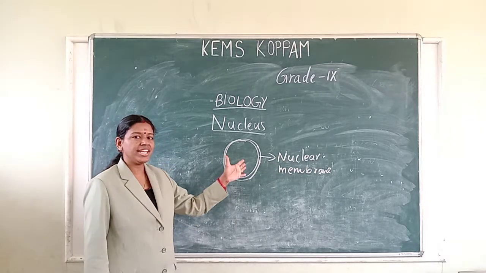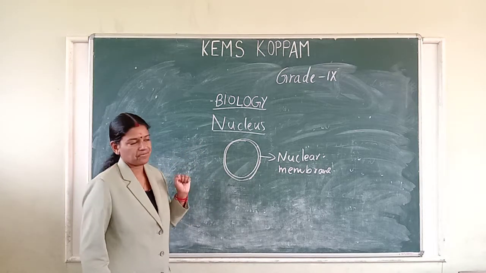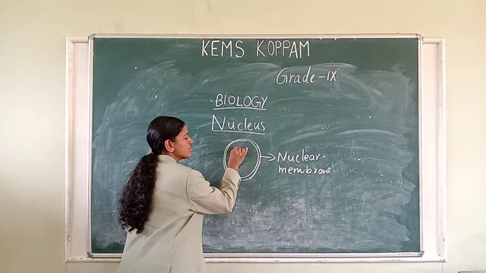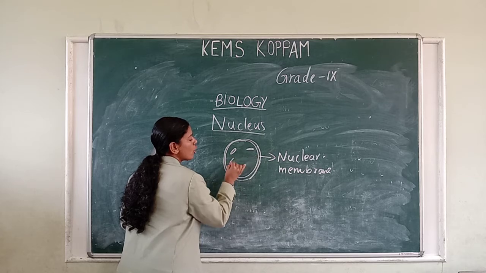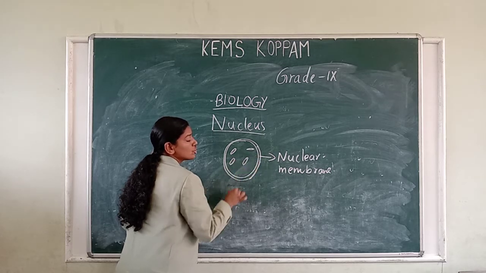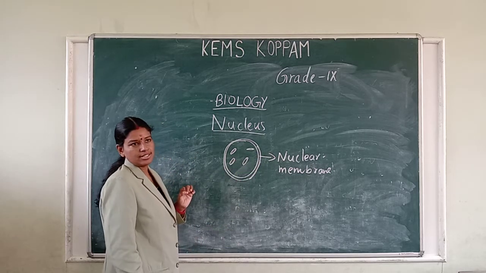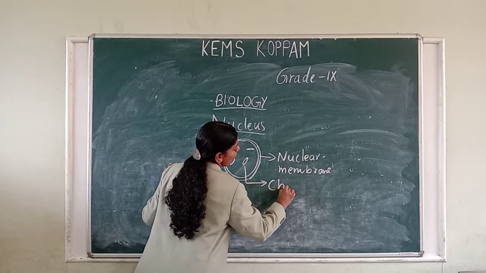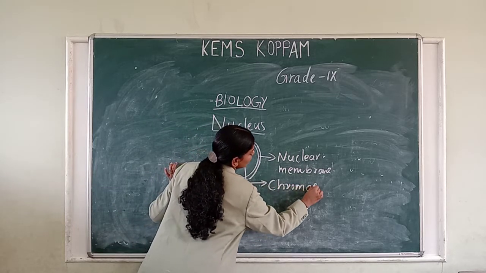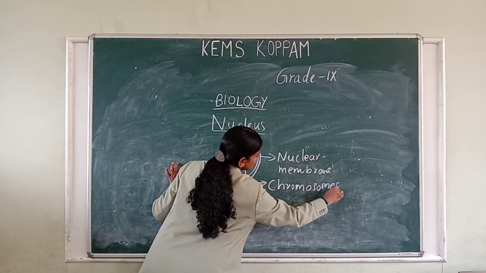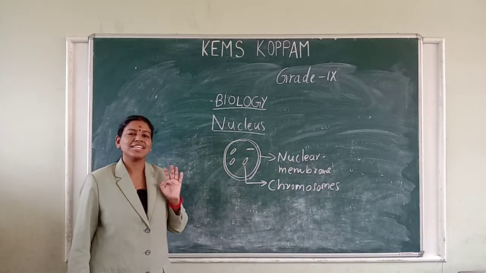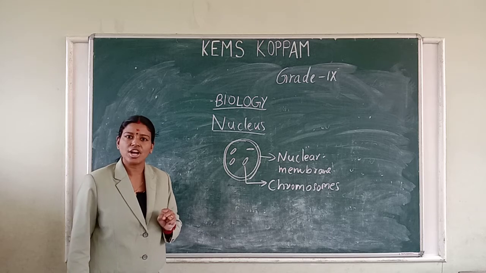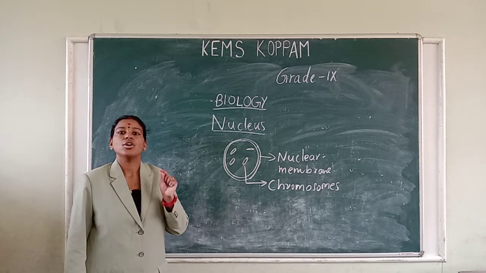Now, going to the inner part, there are rod-shaped structures, and these are called chromosomes. Okay, what is the need of these rod-shaped structures inside the nucleus?